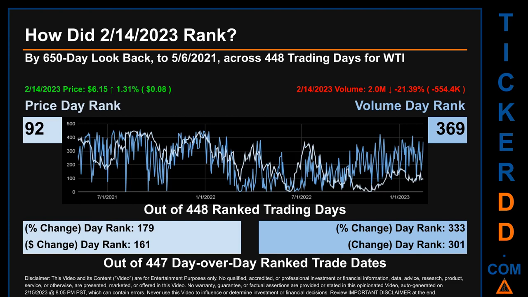The line graph overlays price and volume's daily ranking, as shown respectively in light versus dark blue, across those target trading days. In this view, essentially the dips are good whereas the spikes are bad. The price's day over day percentage change, jumping 1.31% on February 14, 2023, had a day rank of 179 while its dollar difference of 8 cents had a rank of 161 when compared day over day across 447 trading days. Volume's percentage change and difference were ranked respectively at 333 and 301.